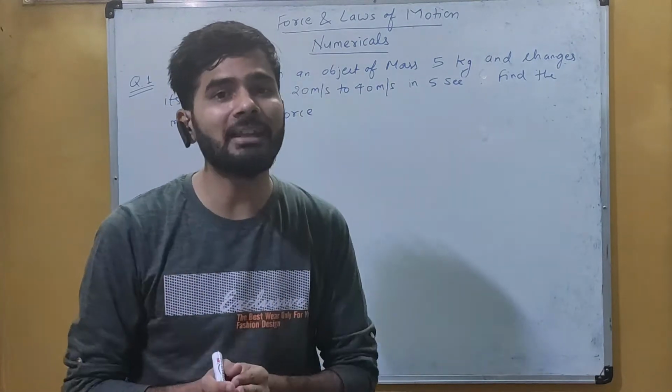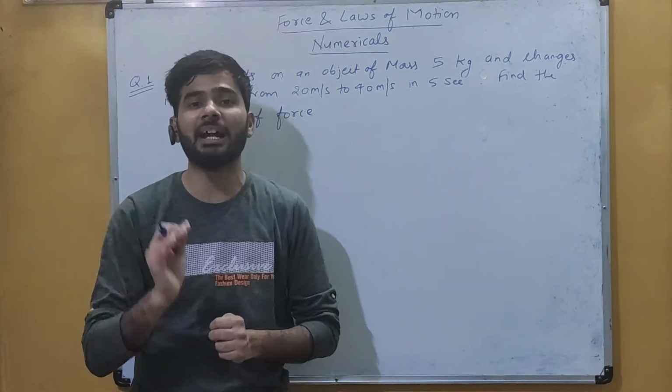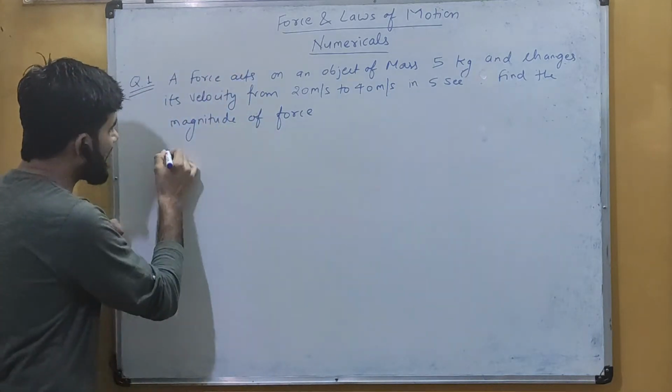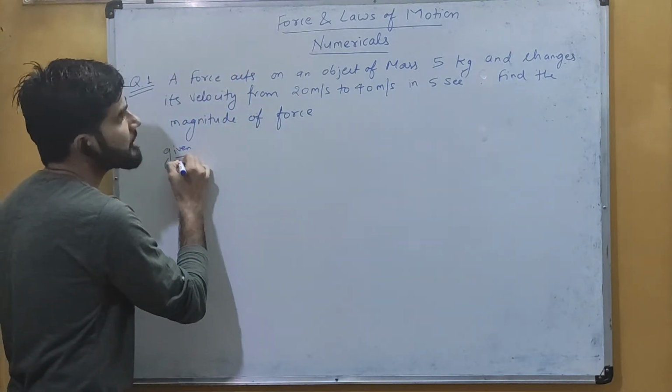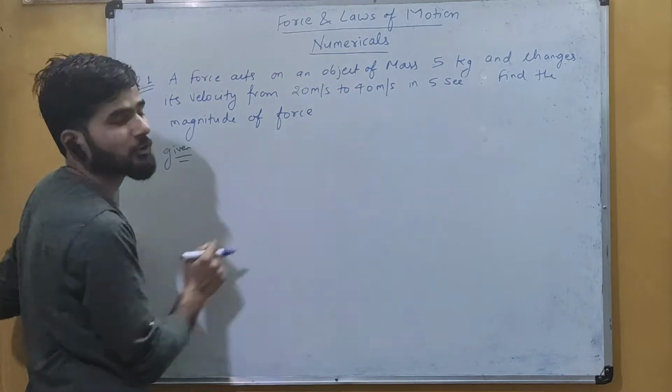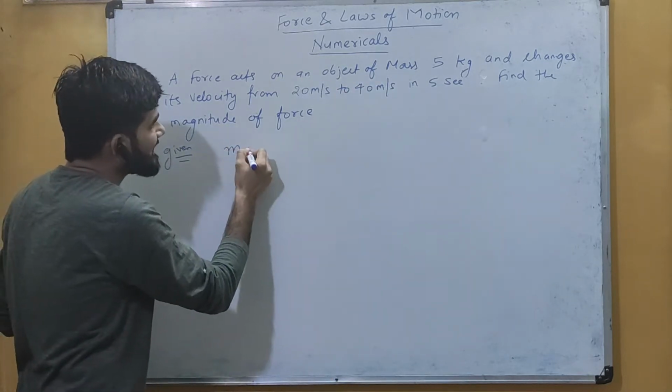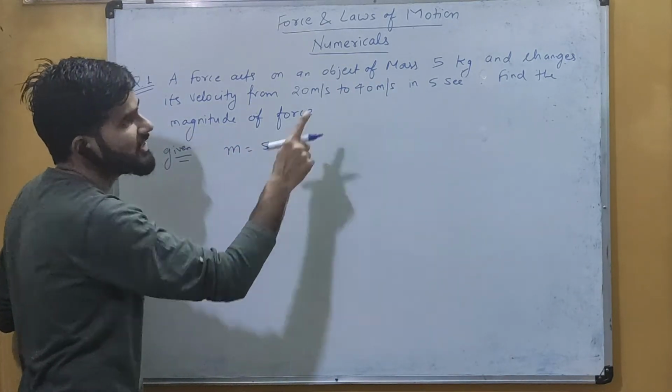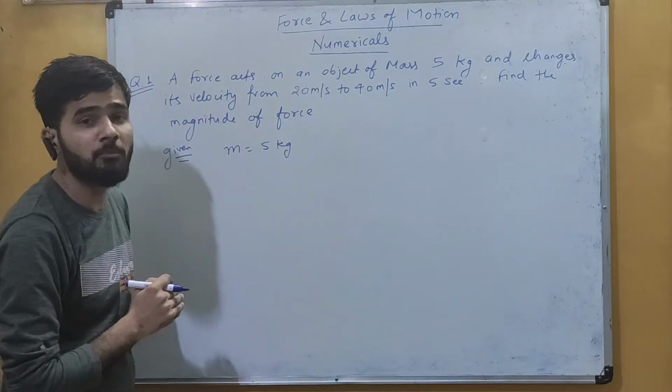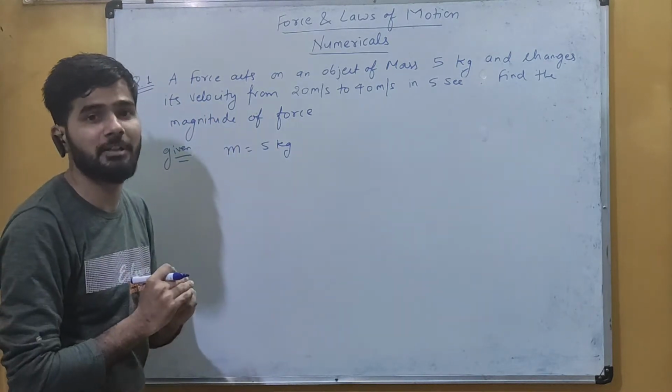So whatever numericals you are solving, the first thing is to write the given data. So what are the given data that we have in this numerical? Here we have the object of mass 5 kg. So I can write m is equal to 5 kg, and changes its velocity from 20 meter per second to 40 meter per second.